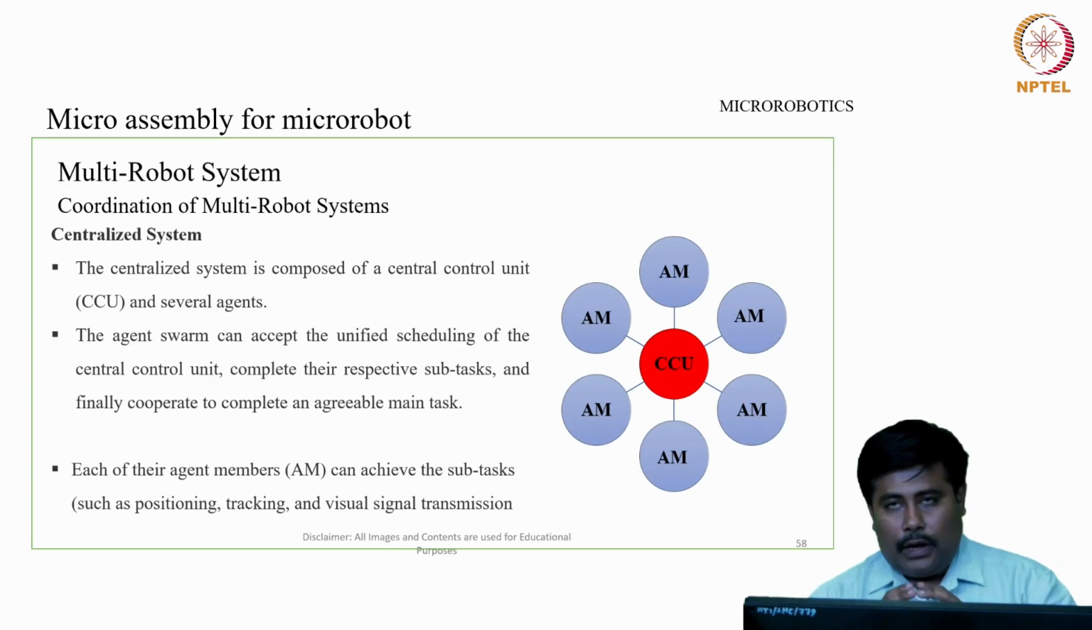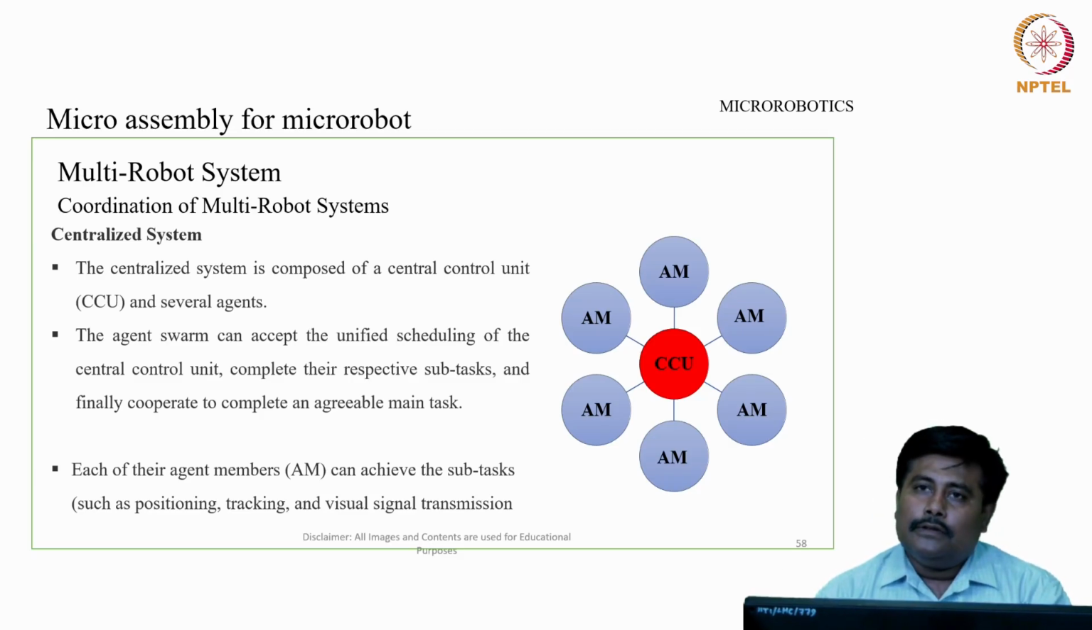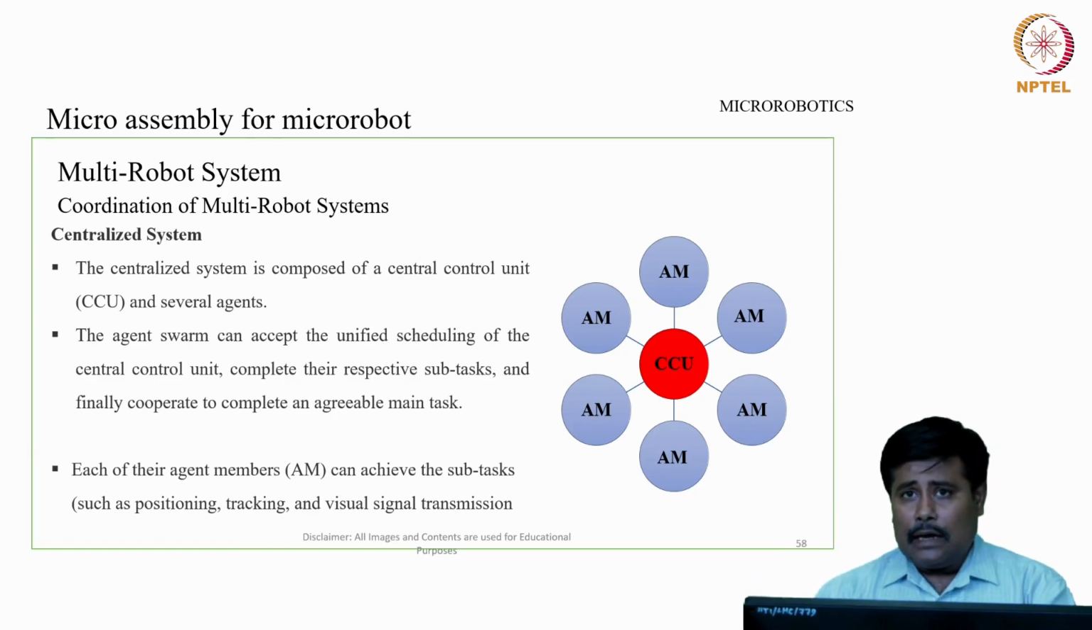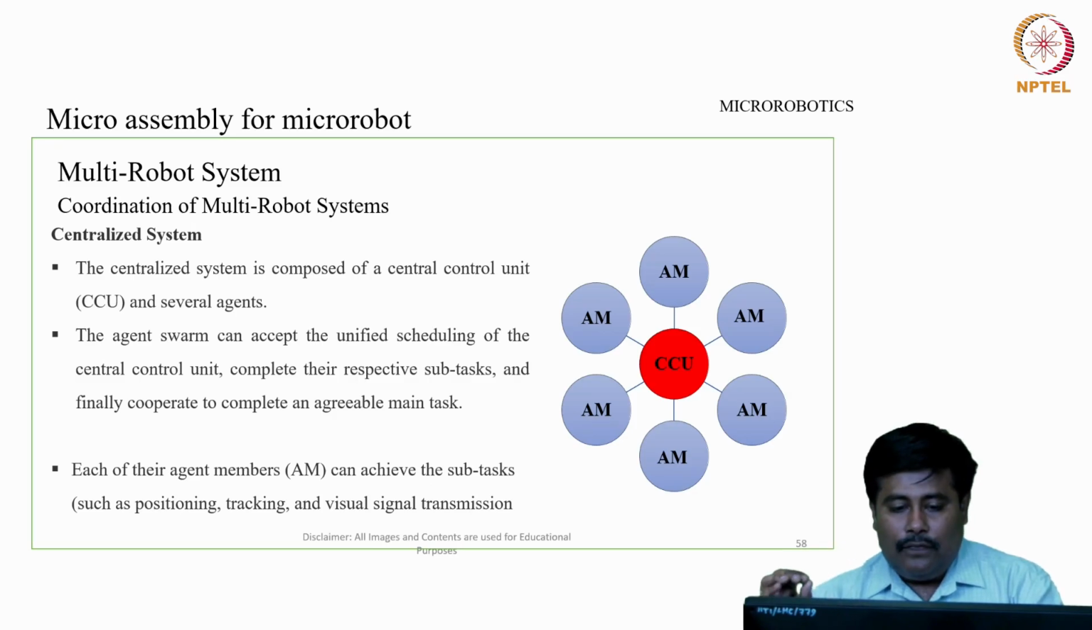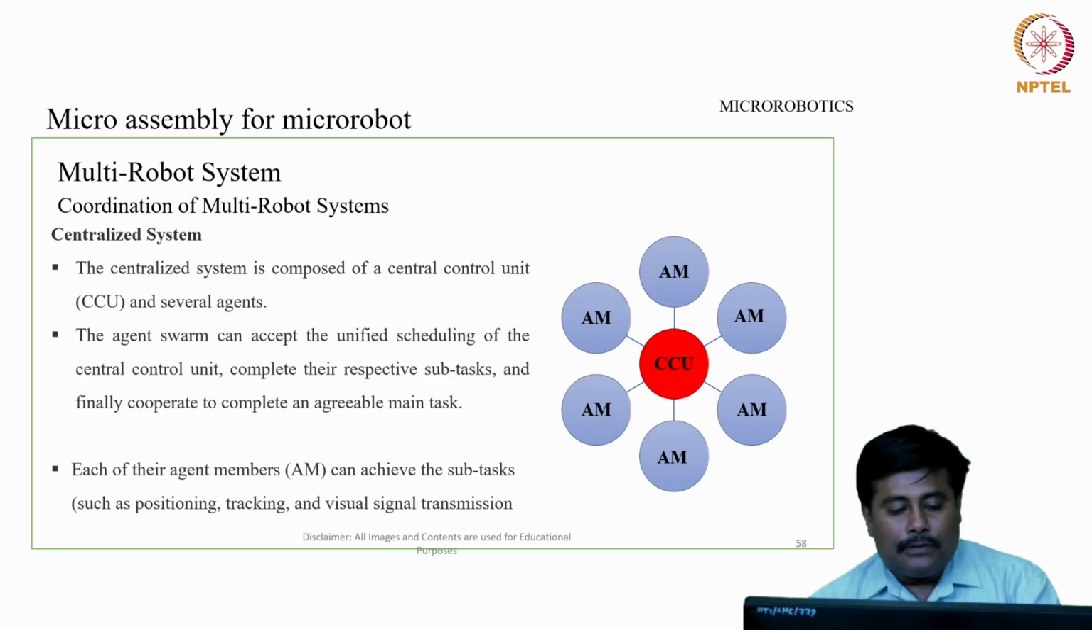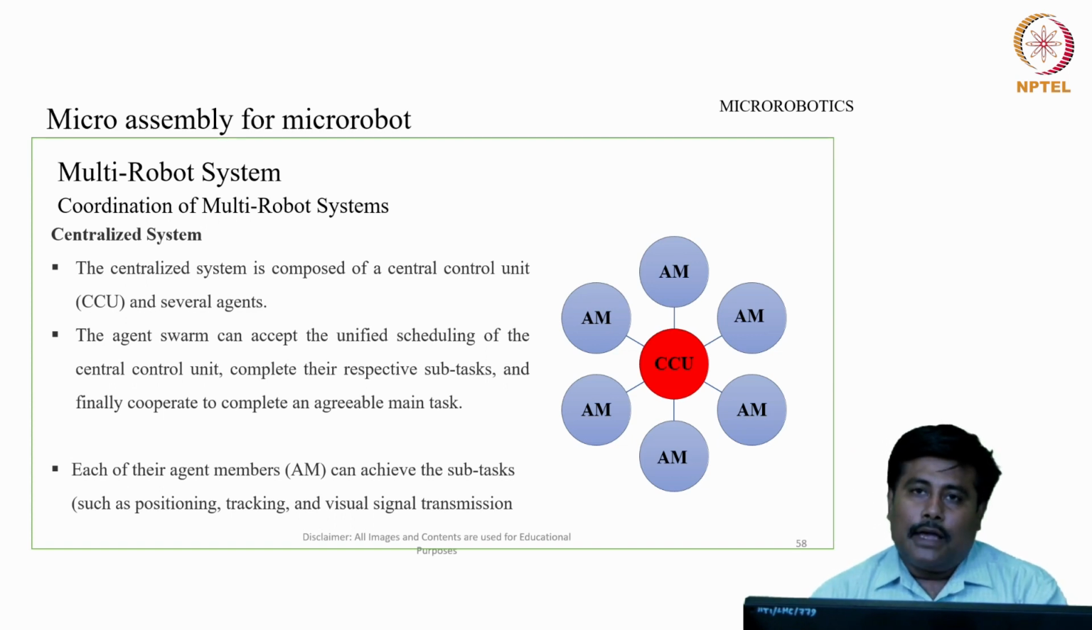Now, if you look into the overall coordination of this multi-robot system, there is going to be a central system in place, composed of several central control units and several agents. These agents can accept the unified scheduling of the central control unit and complete their respective subtasks. And finally, they cooperate to complete an agreed main task. Each of the agent members can achieve subtasks such as positioning, tracking as well as visual signaling.